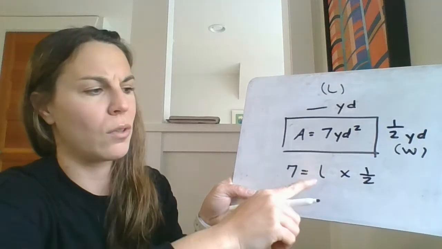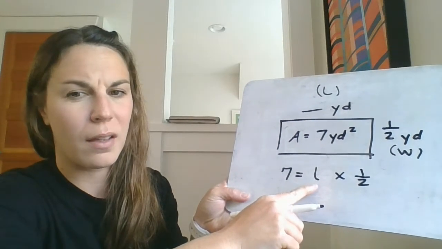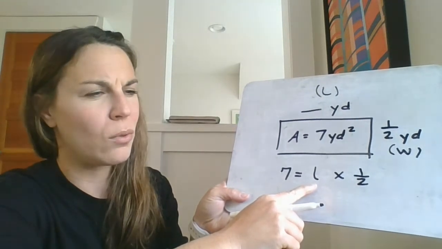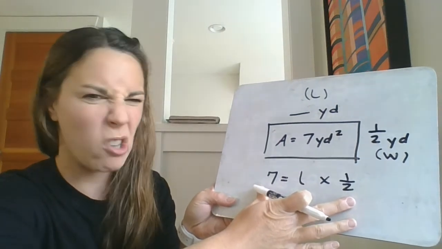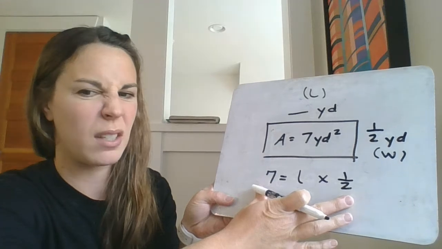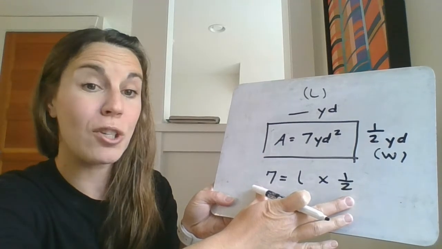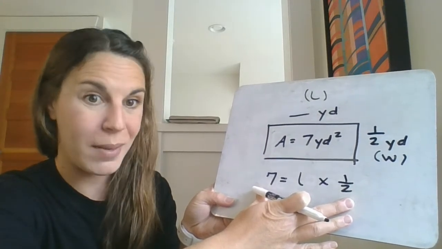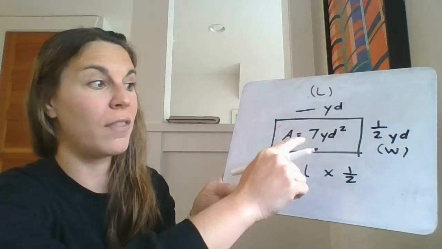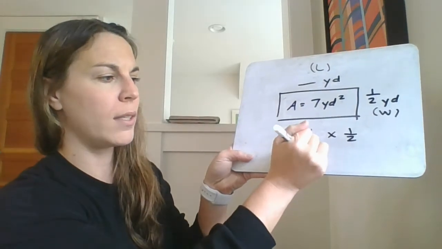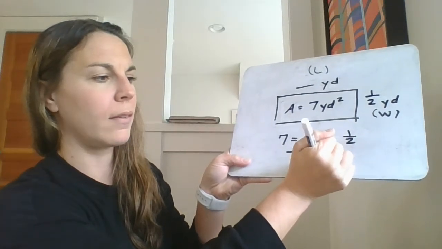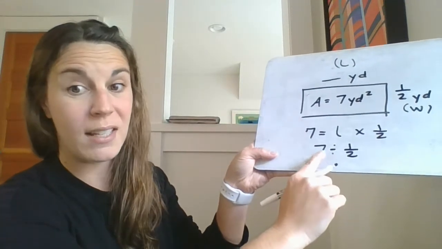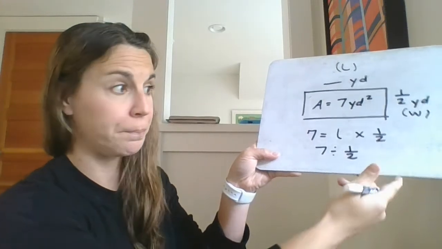What do you think we're going to do? So this is our L for length. What do you think we do now if we have the area? What could I do with these two numbers? Am I going to multiply them or am I going to do something else? Yeah, I'm going to do the inverse. I'm going to do the opposite. I'm going to divide. So if they give you the area, we're going to do 7 divided by a half. So you're going to do your area divided by that other dimension.